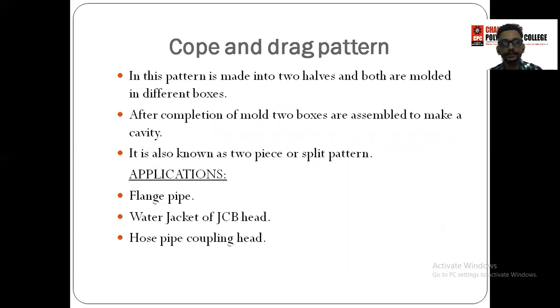Cope and drag pattern. In this pattern, the pattern is made in two halves and both are molded in different boxes. After completion of the mold, the two boxes are assembled to make a cavity. It is also known as a two-piece or split pattern. Applications: flange pipe, water jacket of JCB head, hose pipe coupling head.